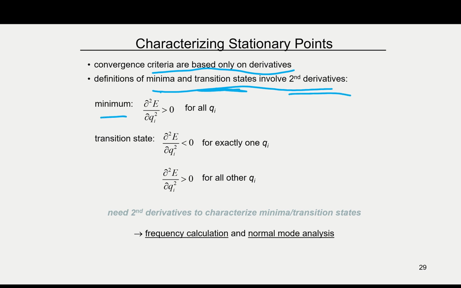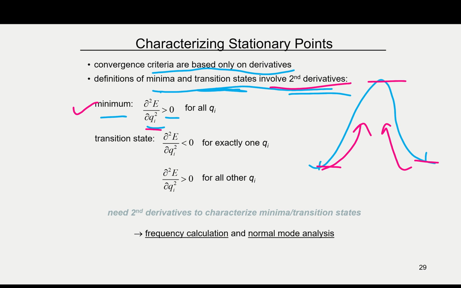How? For a minimum, for example, delta squared E divided by delta Q_i squared is more than 0 for all Q_i. It means that when you get to here, delta E will be 0. The first derivative will be 0 for all, but the second derivative, delta squared E divided by delta Q_i squared, is more than 0 because it will go up. You see, this will go up. So therefore, this is more than 0.